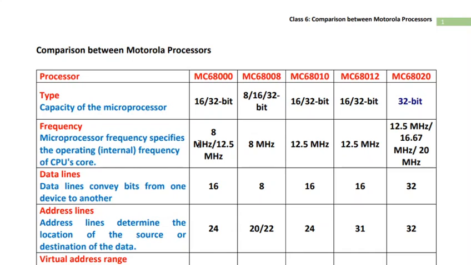Now, number of data lines. MC68000 has 16 data lines, whereas MC68008 has 8 data lines. MC68010 has 16 data lines, MC68012 has 16 data lines, whereas MC68020 has 32 data lines. Likewise, address lines. MC68000 has 24 address lines, MC68008 has 20 or 22 address lines, MC68010 has 24 address lines, MC68012 has 31 address lines, and MC68020 has 32 address lines.